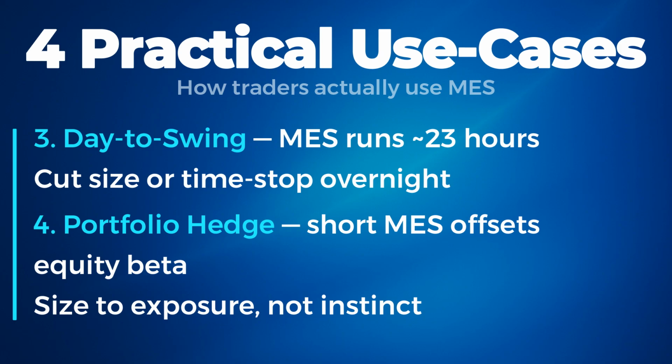Number 4, portfolio hedge. If your equity portfolio is long and sensitive to market swings, a short MES can offset that beta during key catalysts like CPI or earnings season. Size the hedge to portfolio dollar exposure, not your gut feeling. One rule across all 4: structure. Use cases mean nothing without risk control.